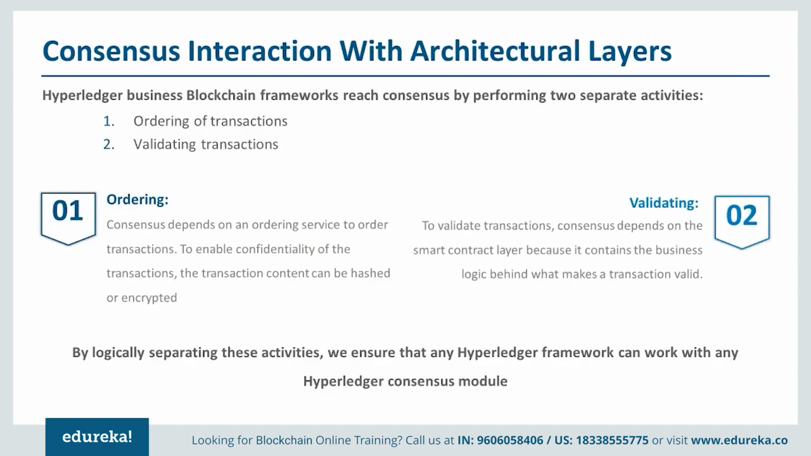So ordering means basically collecting the transactions and creating the block and doing various kinds of Merkle tree creation, hashing, etc., and transmitting those blocks to the committer nodes. And then validating is when you are validating the information that is coming into the nodes in the form of transactions. So by logically separating these activities, we ensure that any Hyperledger framework can work with any Hyperledger consensus module. So again, this is for the sake of plug and play. If you want to change the ordering service, you can easily just remove one ordering service and introduce a new ordering service.